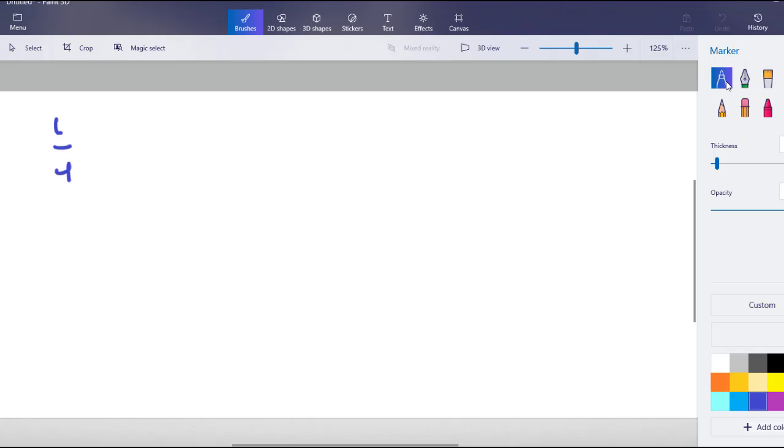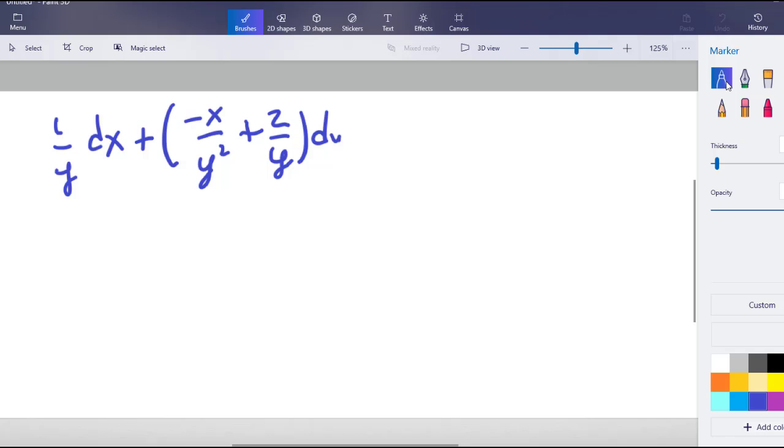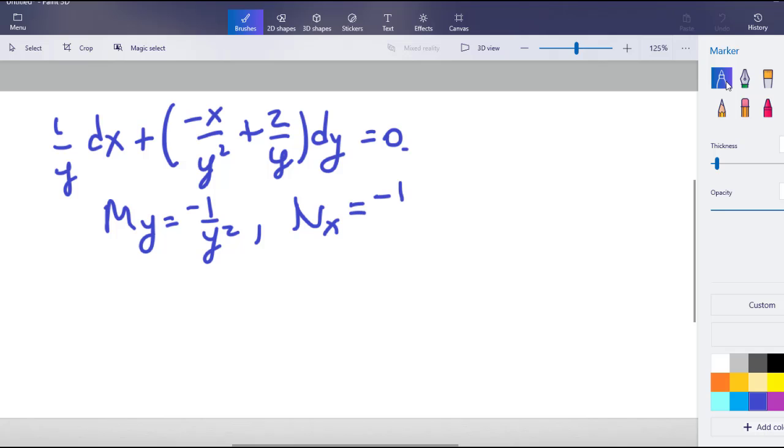Simplifying, we have 1 over y dx plus negative x over y squared plus 2 over y dy equals 0. Is this exact? The derivative of 1 over y is negative 1 over y squared, and nx will be negative 1 over y squared, and therefore the equation is now exact.